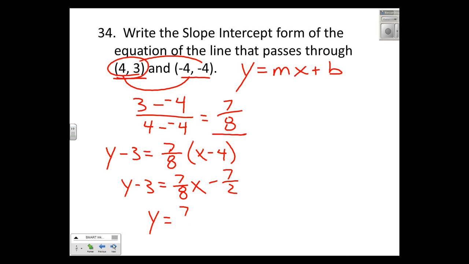Add 3 to both sides. 7/8 x, I have minus 7 halves plus 3, or minus 7 halves plus 6 halves, minus 1 half. So there we have it.